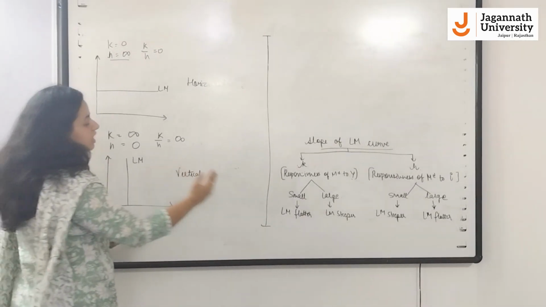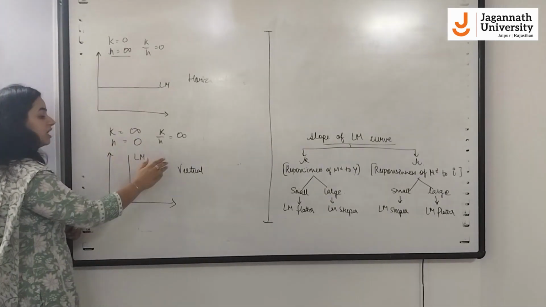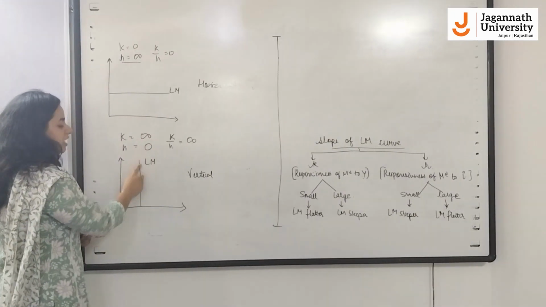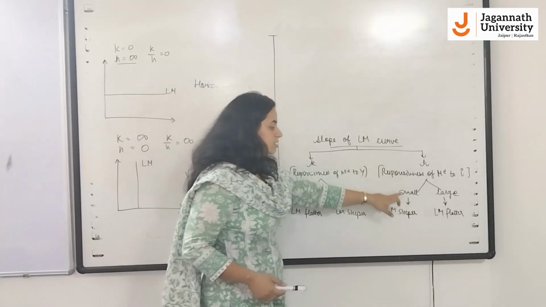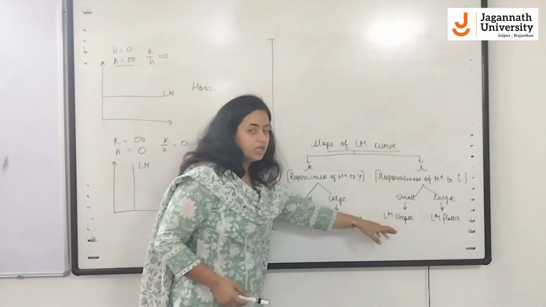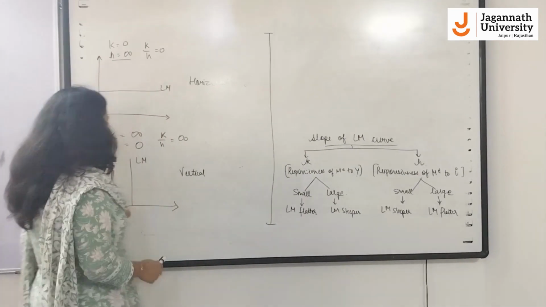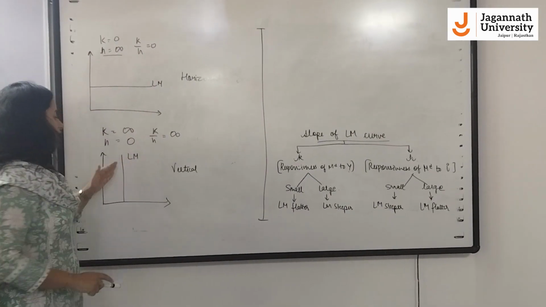So if K is large, LM is steeper, but if K increases to infinity, LM will become vertical. We can check it on the other hand also. When H is small, LM is steeper, right? H जब छोटा है तो LM steeper होगा. Now H has become 0, LM will become vertical.